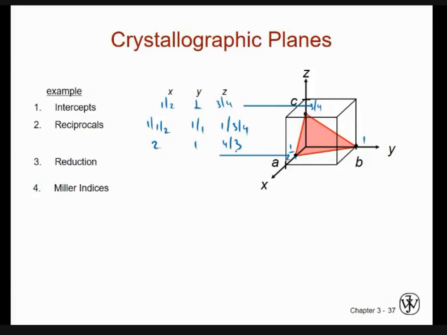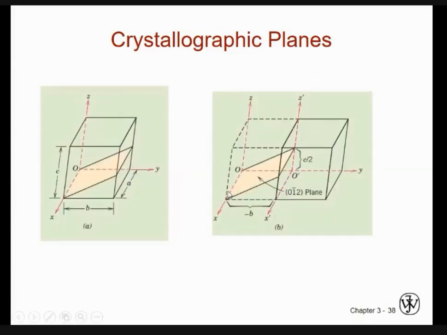Now we need to multiply by 3 to make it integer. It will be 6, 3, 4. So enclose it in brackets. That's it. So let's move on to this. If you look here, if you have this kind of plane that goes through the origin, in that case you have to change the origin. Pay attention here, the origin was changed to this. That's our new origin. This was the first rule: if a plane goes through the origin, change the origin.